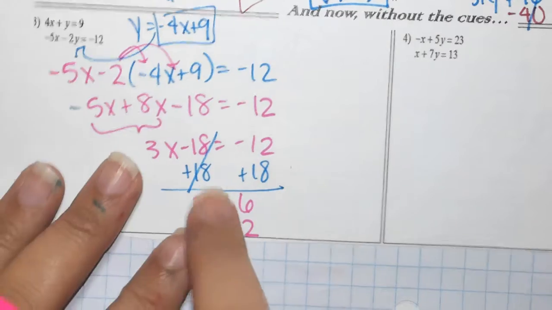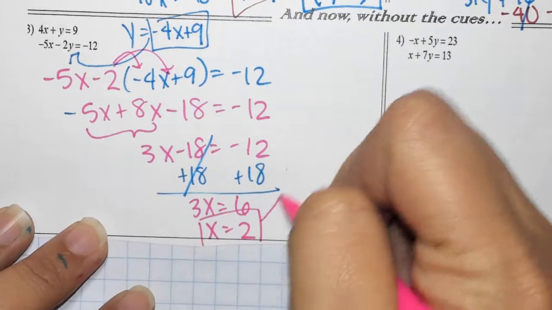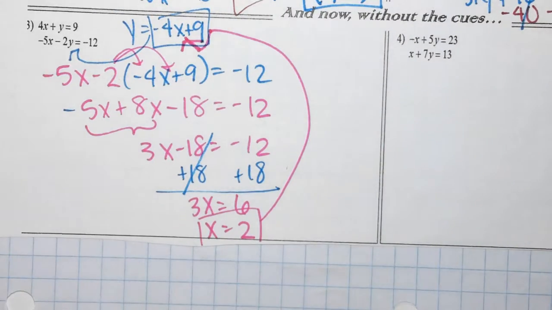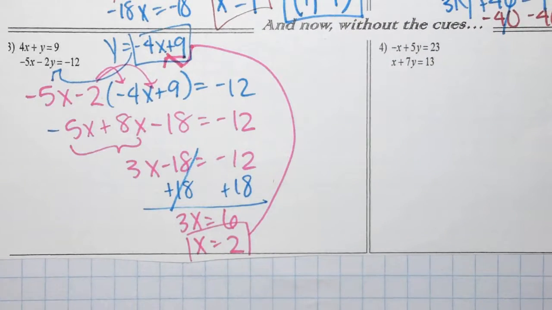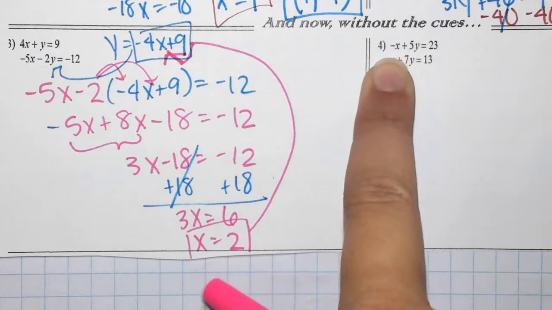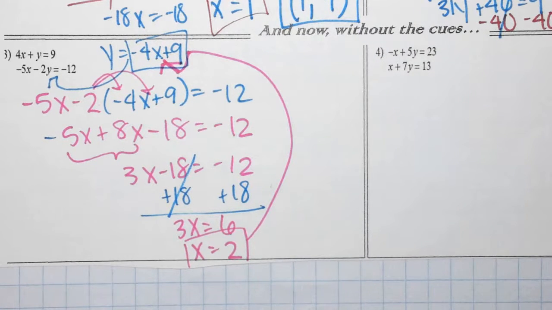Alright, now that we have X, do we have to find Y? You gotta plug it in. On number 4, I would watch this negative in front of the X. Treat it like a negative 1. On number 4, you gotta treat it like a negative 1. Let's go. We still got stuff to do.